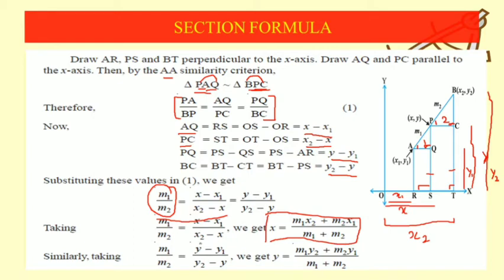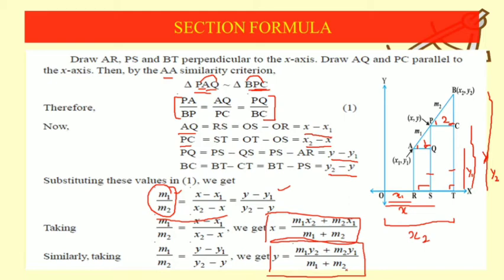Similarly, for finding the value for y, we will take the first part of the ratio and the second part of the ratio, and upon simplification we will get the value for y: m1 y2 plus m2 y1 upon m1 plus m2. So children, this is the derivation of the section formula: if a point P divides the given line AB, whose coordinates are x1 y1 and x2 y2, in a particular ratio m1 upon m2, then the coordinates for x and y can be obtained by using this formula.